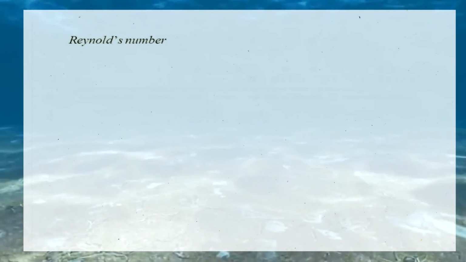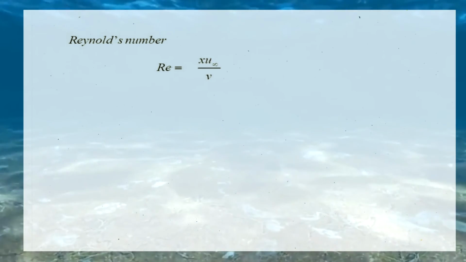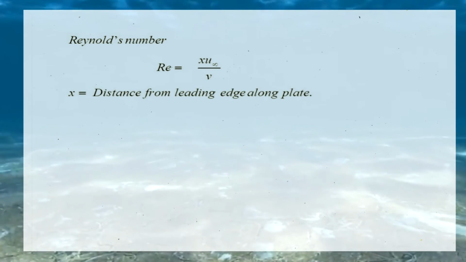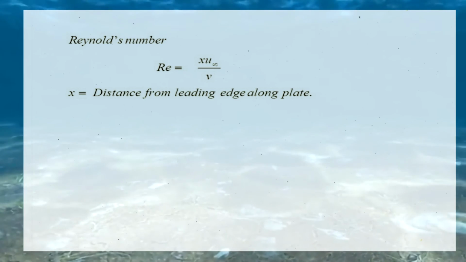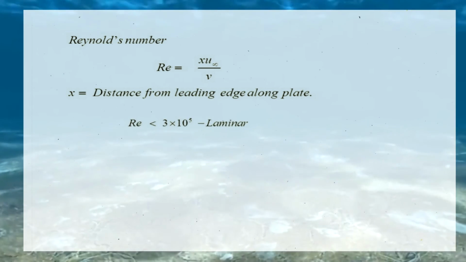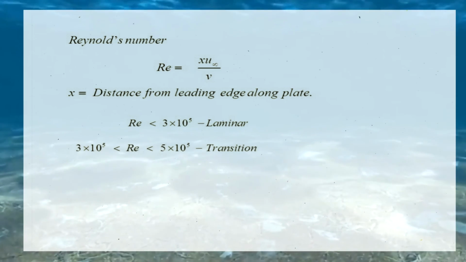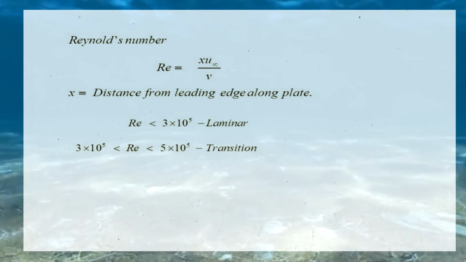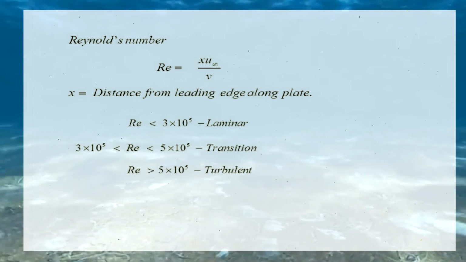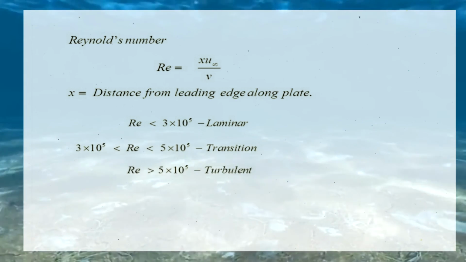Reynolds number Re is equal to x into u infinity by nu, where x is the distance from the leading edge of the plate. If Re is less than 3 into 10 raised to power 5, flow is laminar. If Re lies between 3 into 10 raised to power 5 and 5 into 10 raised to power 5, flow is transition. And if Re is greater than 5 into 10 raised to power 5, then it is turbulent flow.